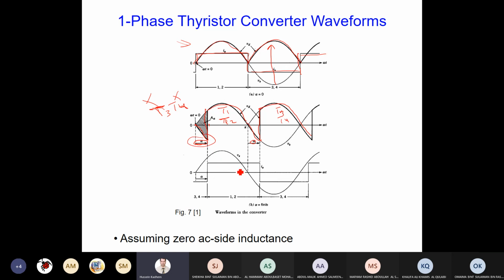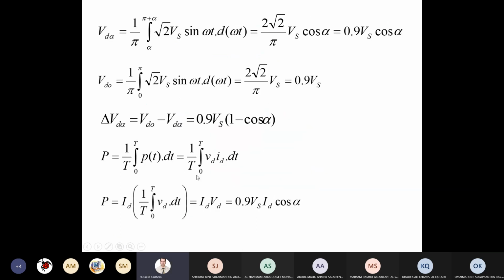For current, if I plot input current and voltage, this is the input voltage, as you can see. The current will be delayed. It's like a phase shift. As you can see here, this delay is alpha, the firing angle. Now, the same formula we used to derive the output voltage, the average output voltage.